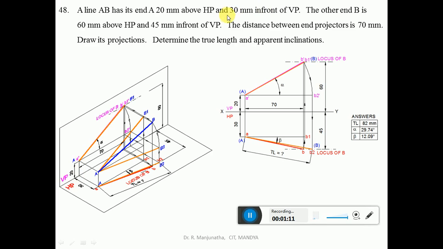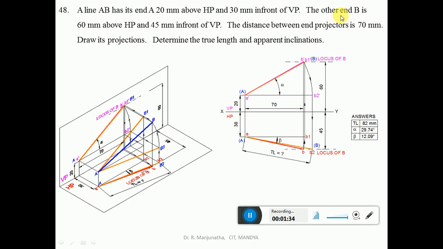Similarly, and 30 mm in front of VP. When you look from the top view, the distance in front of VP is seen, and when it is projected, it is going to fall on the horizontal plane. So this point is going to become small a. So the distance in front of VP is seen in HP.